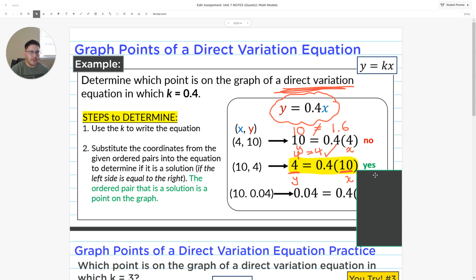Now for the last one, just for the sake of it, we're going to check this last one. It's 10, that should be a comma.